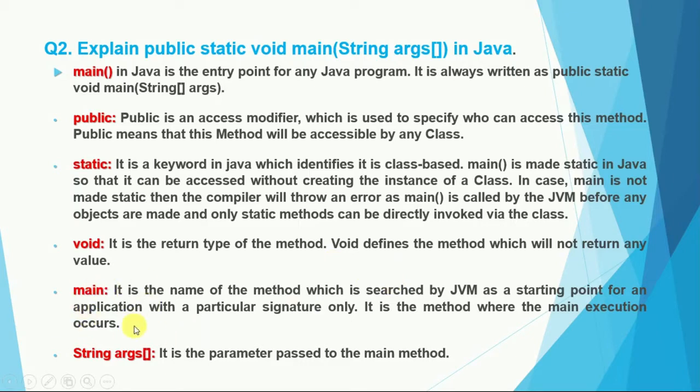Okay, and main is basically the name of the method which is searched by the JVM, and we can say it is a starting point for an application with a particular signature only, and it is a method where the main execution occurs. So main is the starting point of any Java program, and String args is the parameter passed to the main method. We will discuss this String argument later. I hope you understood what public static void main is.